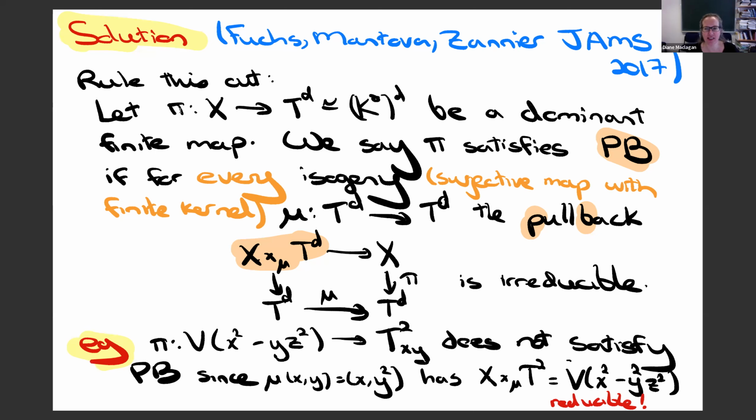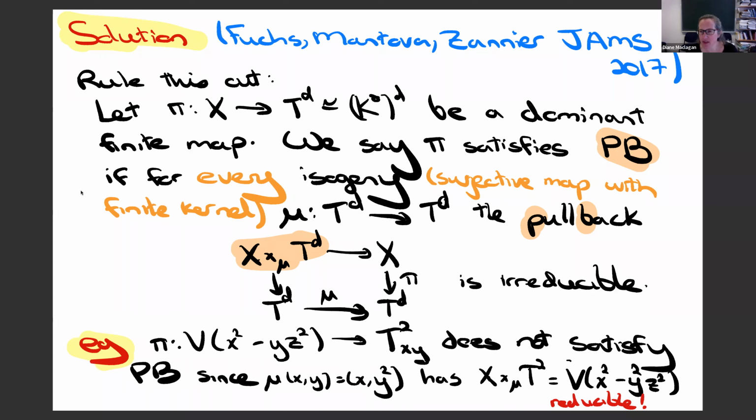We'll say that pi satisfies PB, for pullback, if the pullback along any isogeny of T to the D remains irreducible. So I start with X being irreducible. I want to pull it back along an isogeny. The torus again is an algebraic group, so this means we want a surjective group homomorphism with a finite kernel. In coordinates, you can choose coordinates so that these are all going to be something like T1, T2 goes to T1 cubed, T2 to the fifth, something like that. And you want the pullbacks always to remain irreducible.